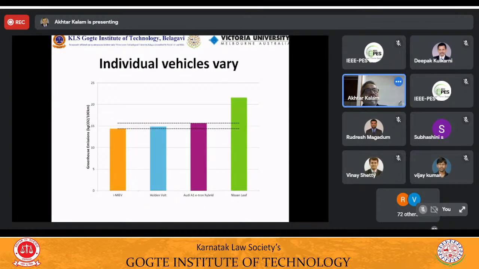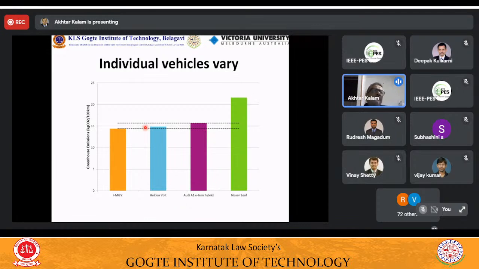Now, the individual vehicles can vary. You remember, I was talking about the Nissan Leaf, which costs $30,000, and this Mitsubishi, which costs $48,000. This is the difference. The pollution from the Nissan is much greater than that from the Mitsubishi. To compare with the Holden and the Audi, it should have been in that region between the two dotted lines.